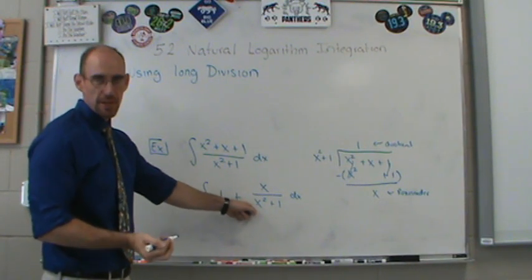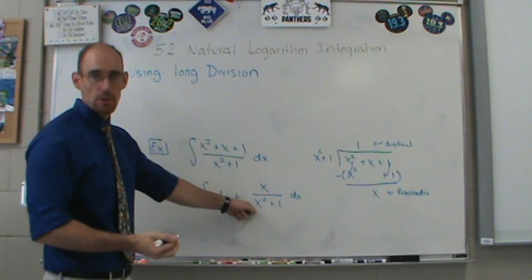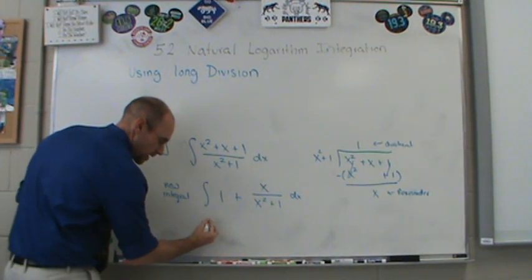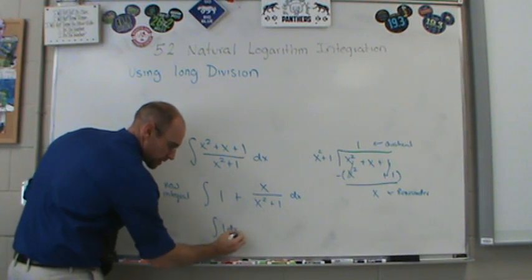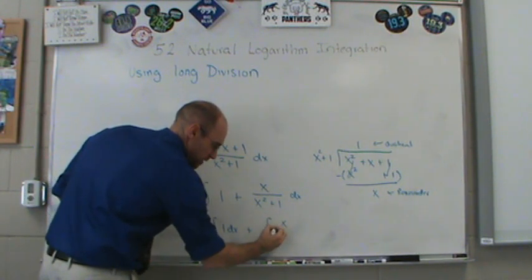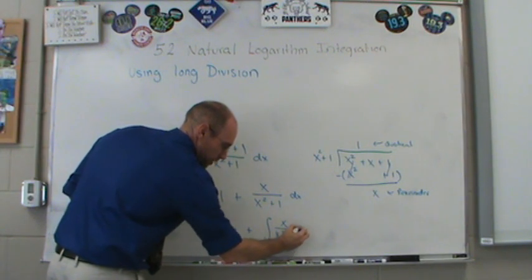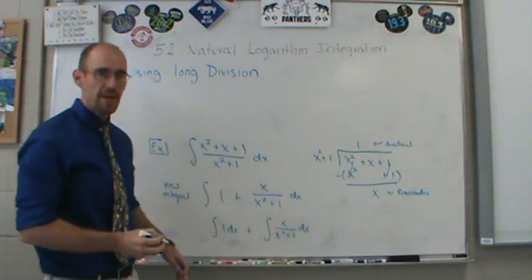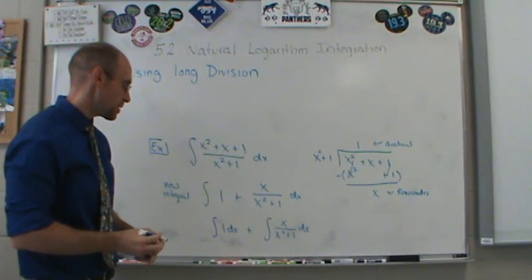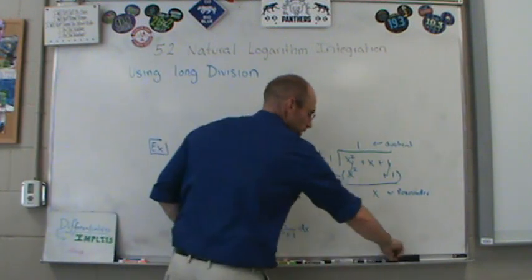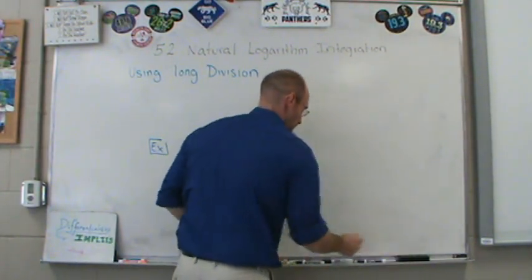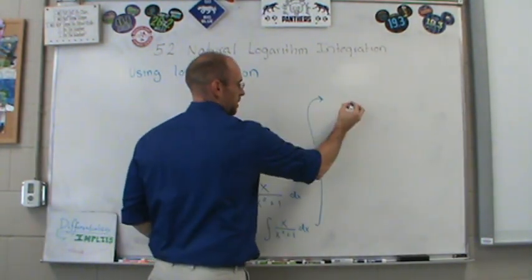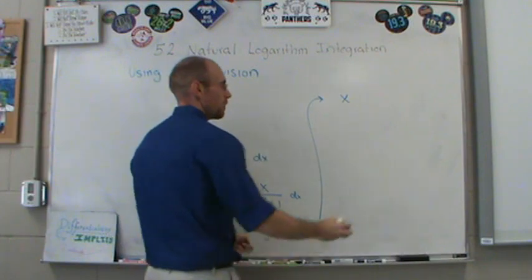Okay, but this x over x squared plus 1, this is the case where we're going to have to do some u substitution. So what I'm actually going to do is split this into 2 different integrals. I'm going to do the integral of 1 dx plus the integral of x over x squared plus 1 dx. That's going to allow us to do u substitution with this one and not get confused with the u substitution with this part. All right, let me move it over here. We know the antiderivative of 1 is just x.